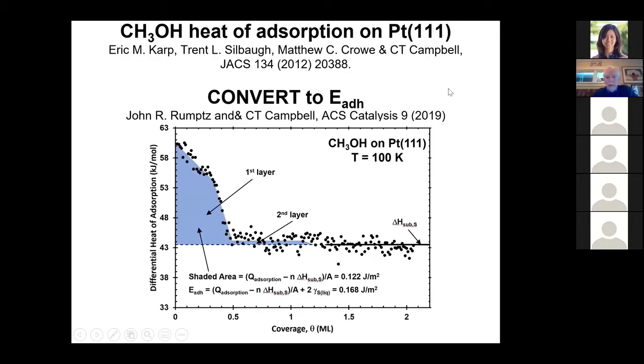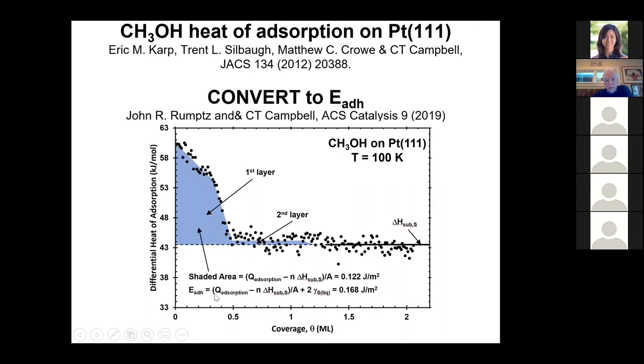The type of data that we use to get that is shown, for example, here for methanol on platinum 111 at 100 Kelvin, heat of adsorption versus coverage. And it stays high in the first layer. It's a little bit higher than the multi-layer in the second layer. And it drops down to the bulk layer by the third, bulk heat of sublimation by the third layer. And it's really this integral area that's blue here, the shaded area, that's this number.